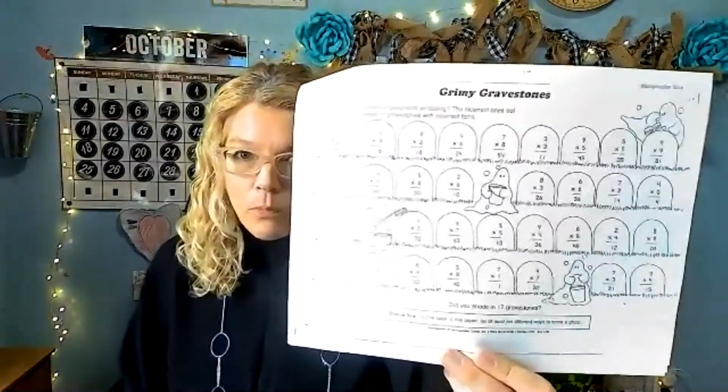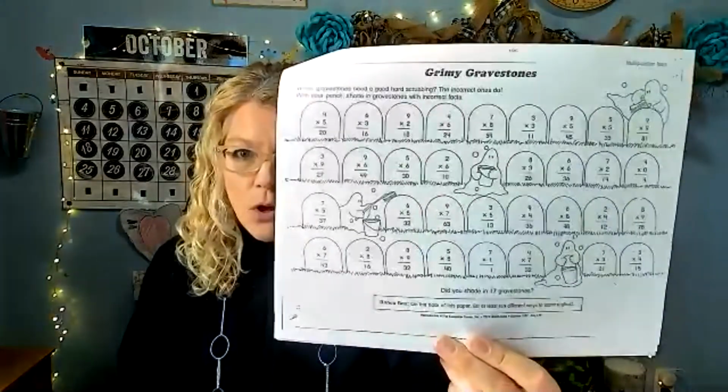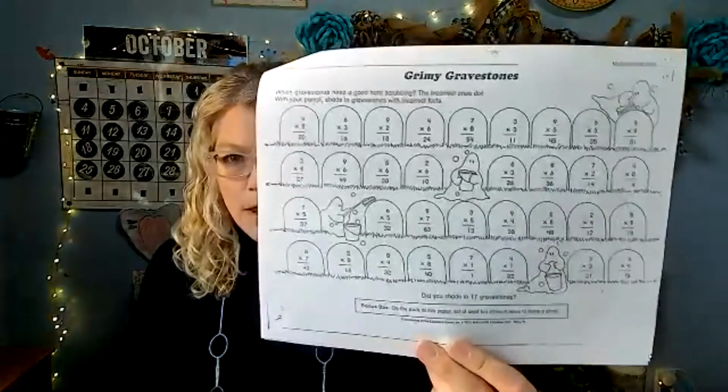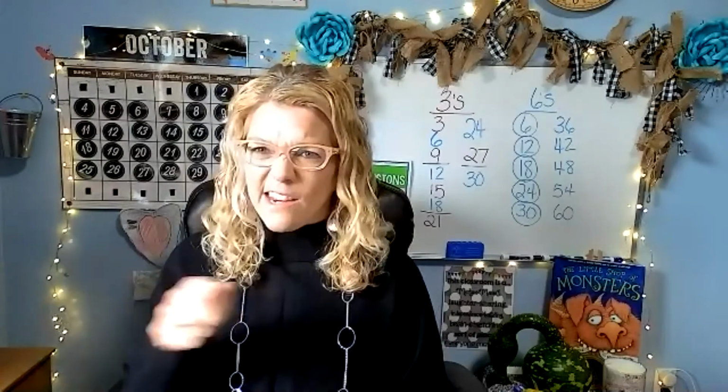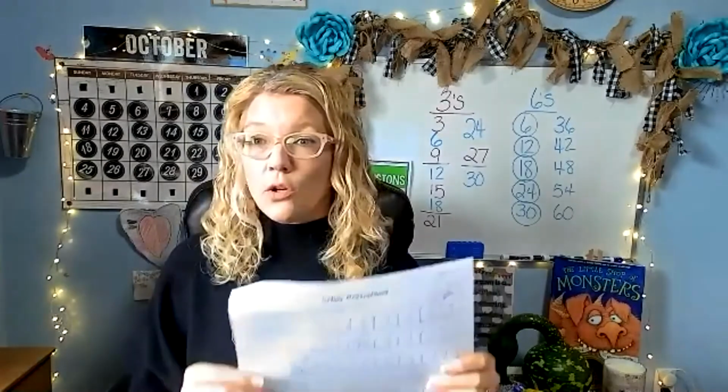After you practice those multiplication problems 1 through 18, I would like you to do in your Halloween fun pack the Grimly Gravestones. On that, the directions read, which gravestones need a good hard scrubbing? The incorrect ones do. With your pencil, whatever you want to use at home, shade in gravestones with incorrect facts. So you can highlight or shade it in with incorrect products.